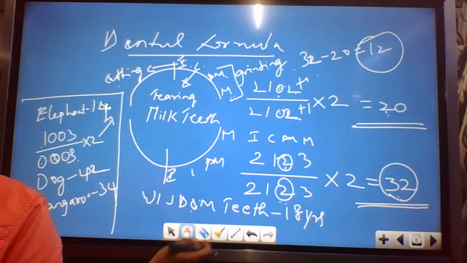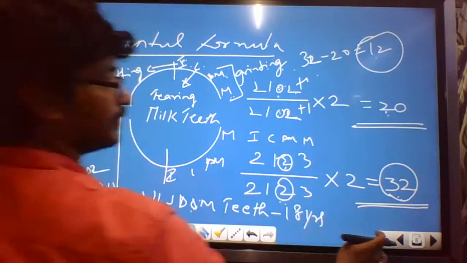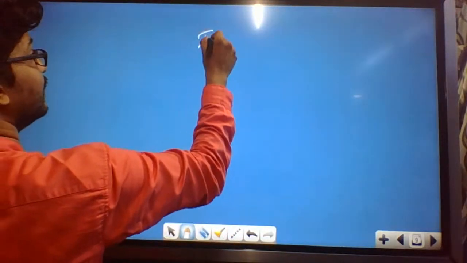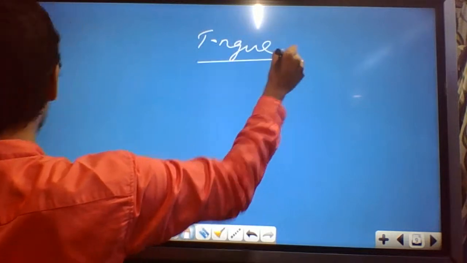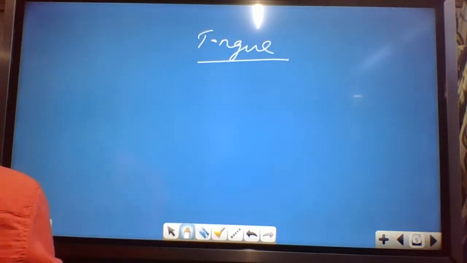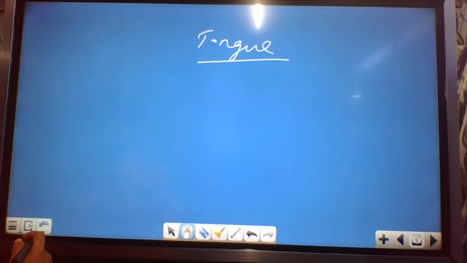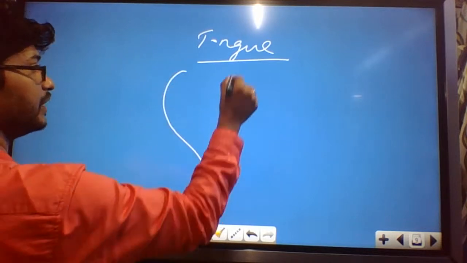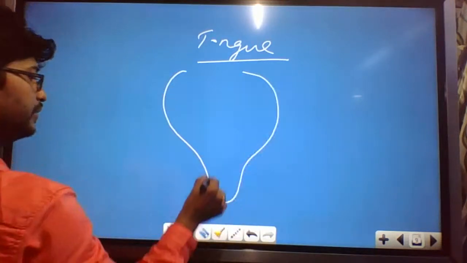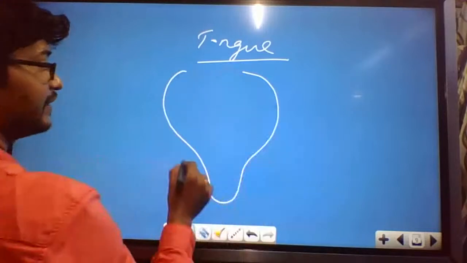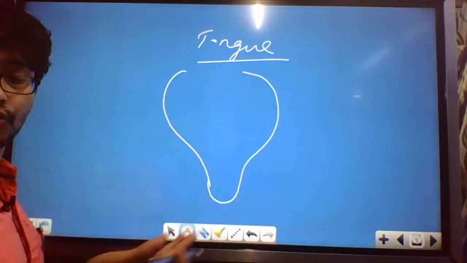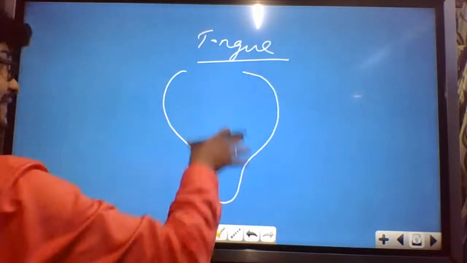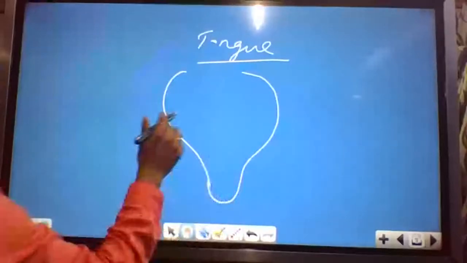Now we move to the next part, we are done with the teeth. Next we are going to discuss the tongue. We are still in the buccal cavity, we talk about the tongue actually. The tongue is attached to the floor of the buccal cavity. If you draw a tongue, you draw it like this. You could see the tongue is actually floating.